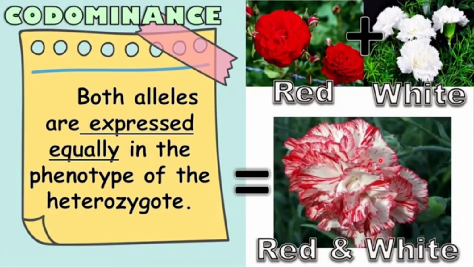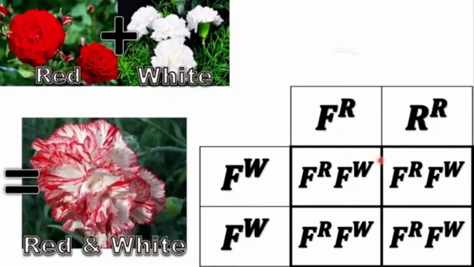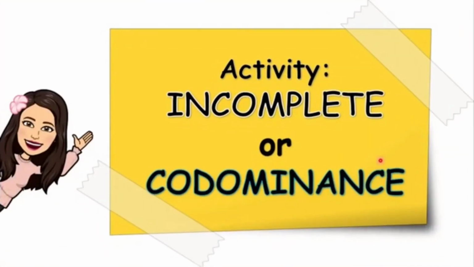That is codominance. Let us have an example. Let us cross red and white flower. So here it is, as you can see using a Punnett square. 100% red and white flower. Now let us have an activity. I will be showing pictures and you are going to distinguish if it is incomplete dominance or codominance.